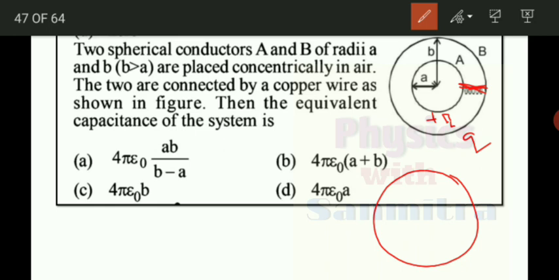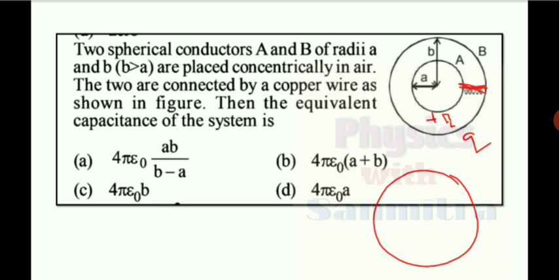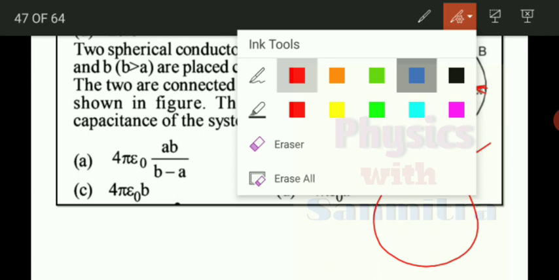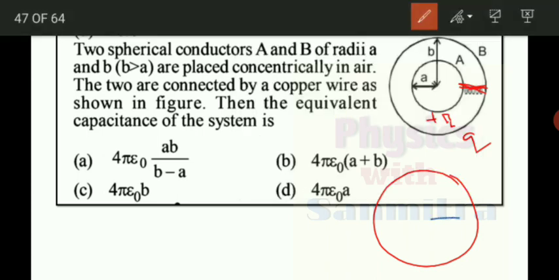I have already discussed this in one of my videos. So this is similar to another problem. So I can say it will be just 4 pi epsilon naught into b, that is the outer part. So effectively it is a single spherical conductor with a radius b.